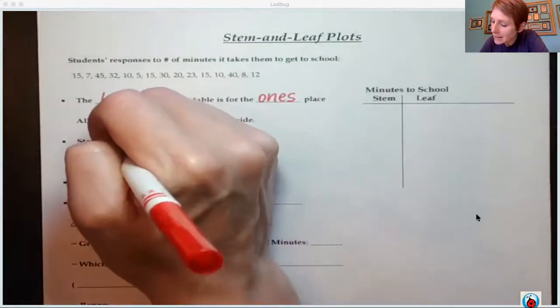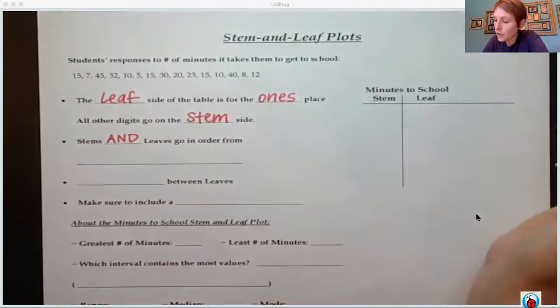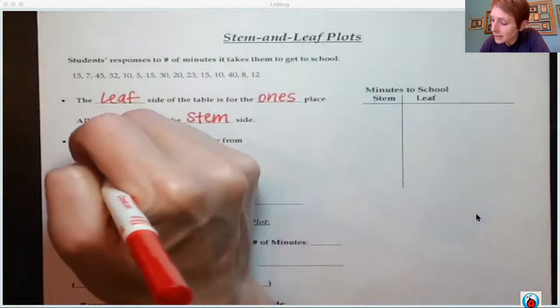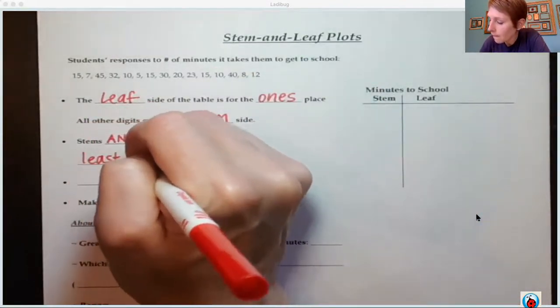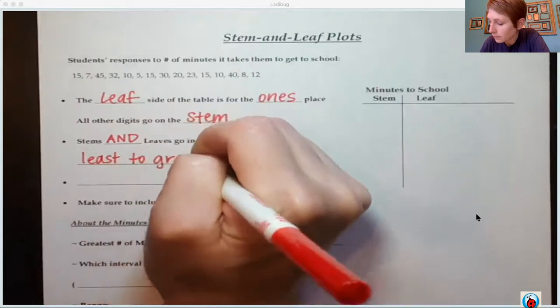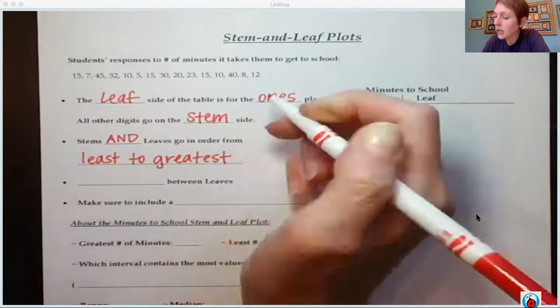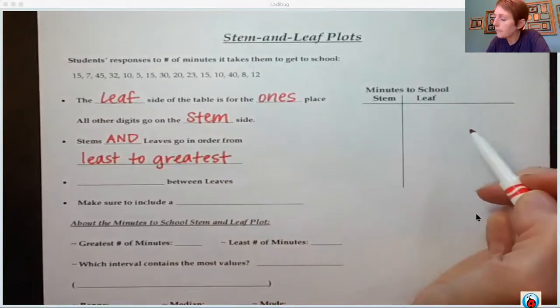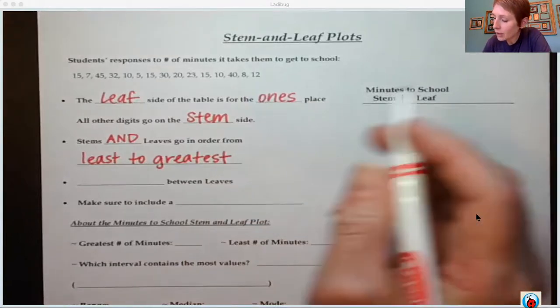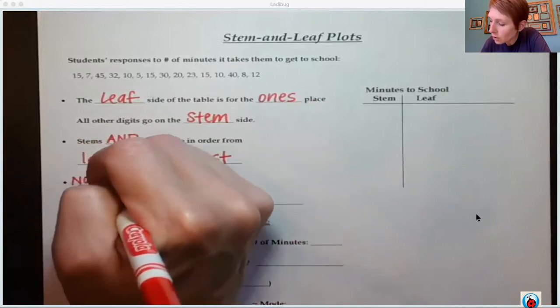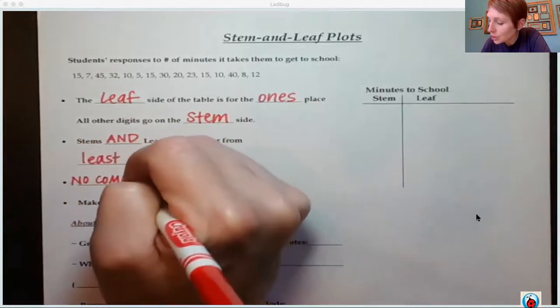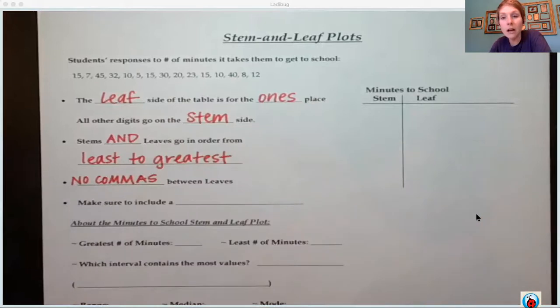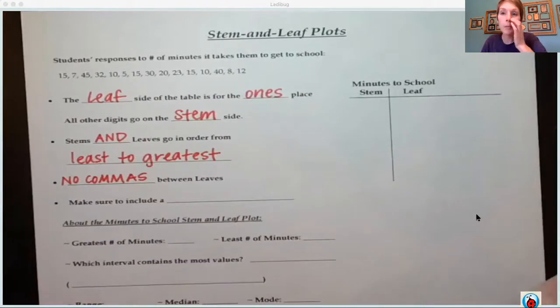Stems and leaves go in order from least to greatest. So it's okay that our data is not arranged least to greatest here. We're gonna get it all arranged for our plot, okay? Once we list our leaves, there are no commas. It's gonna be super tempting to separate our list of leaves with commas, but they are not necessary. In fact, they are incorrect to have on a stem and leaf plot.